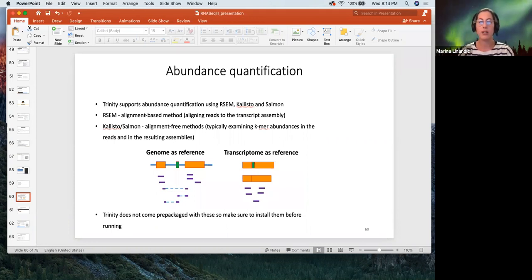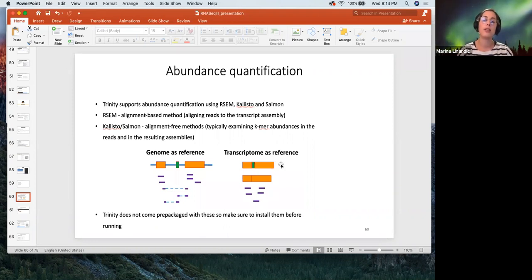Firstly, you can do all of these things by using different software that's already provided within Trinity. So you have RSEM, Kallisto, and Salmon. If you have done some RNA-seq analysis or abundance quantification, these might be familiar, especially RSEM. And these are actually different. So RSEM is an alignment-based method.